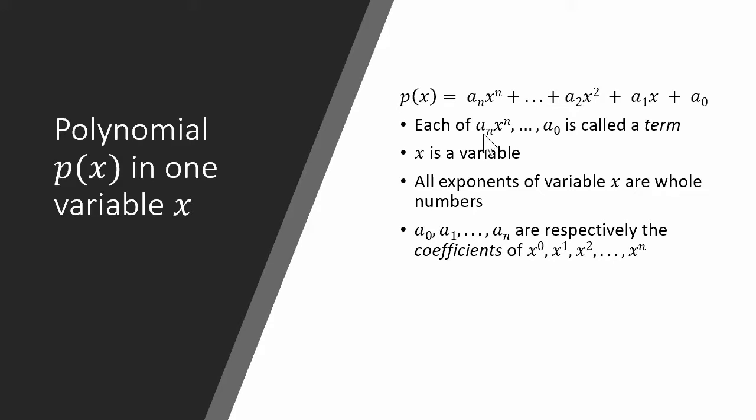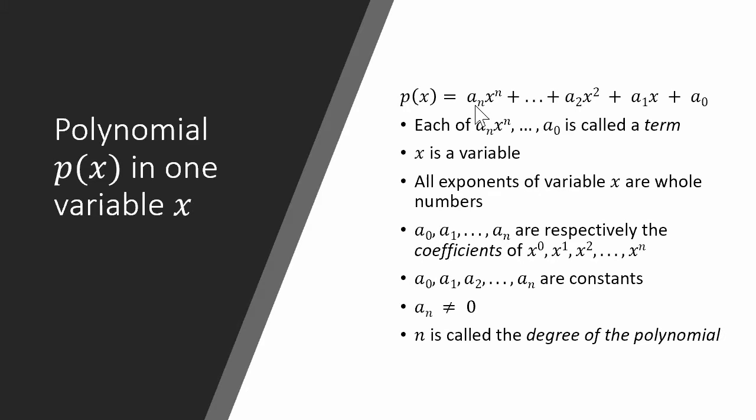The a's that you can see here are coefficients. Each of the powers of x has a respective coefficient. They all have to be constants. And the coefficient of the highest exponent, x^n, has to be not zero. So it has to be non-zero. The value n, which is the highest exponent in this case, is called the degree of the polynomial.